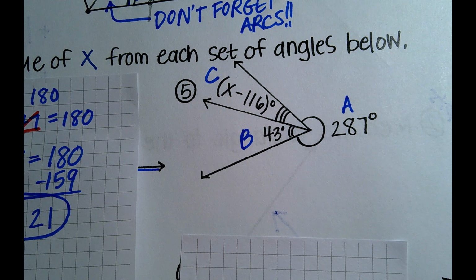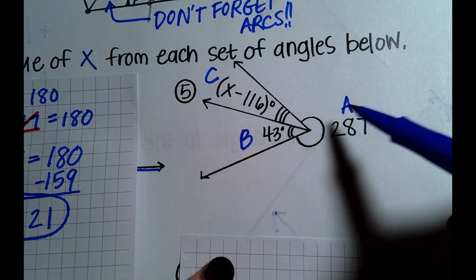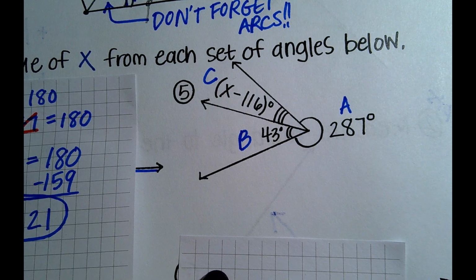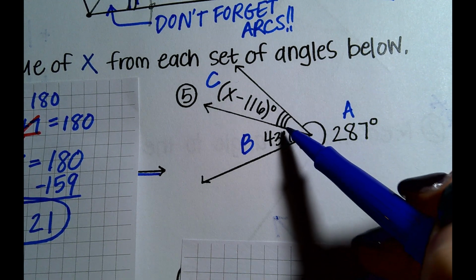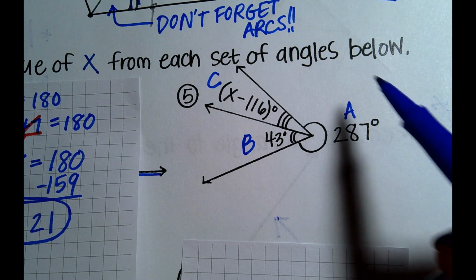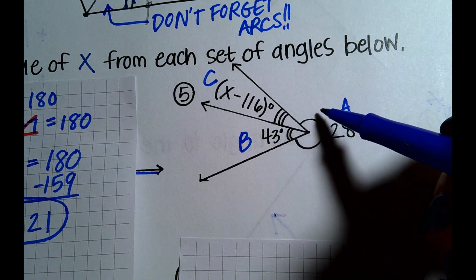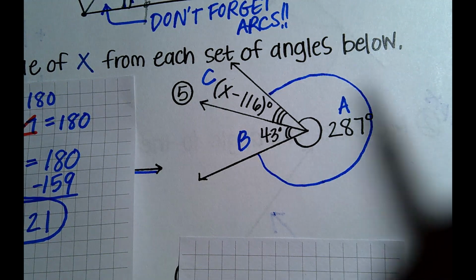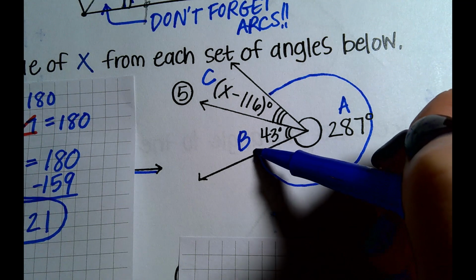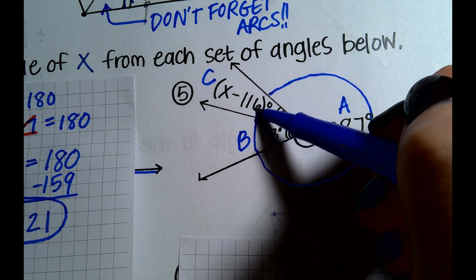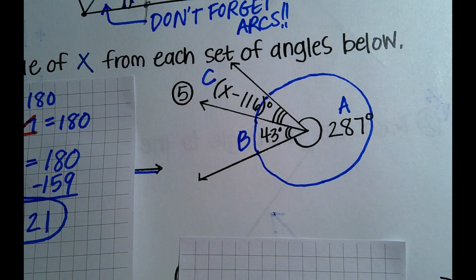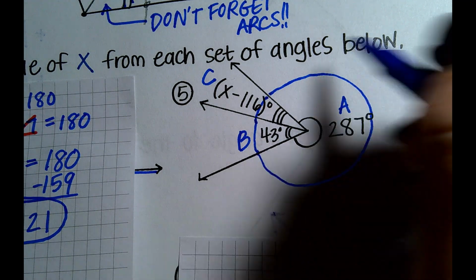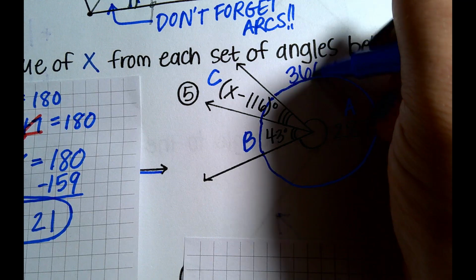It's going to be x minus 116 plus 43 plus 287 equals 360. Yes, these three angles will add up to 360 degrees because they are completing one full rotation. If I started here at angle A, I go all the way around 287 degrees, or I could start here, and then I go 43 more degrees, and then I finish and get a full 360 degrees. Angles around a point make a circle, a full 360 degrees.